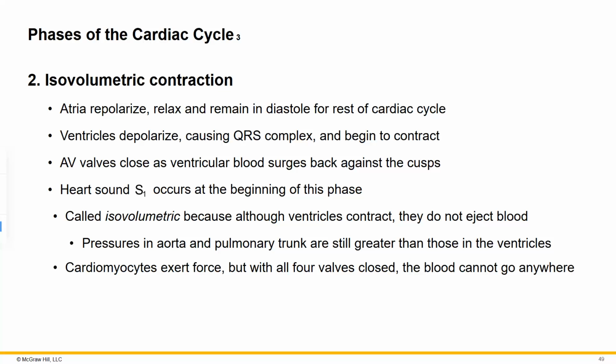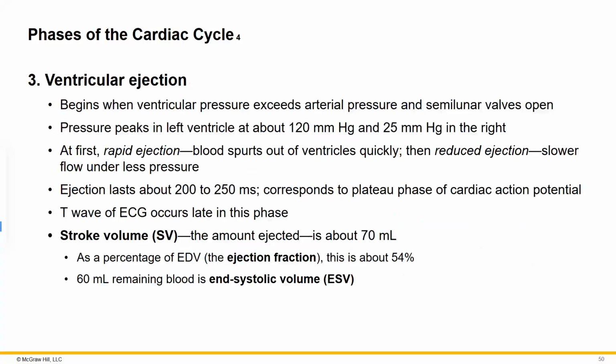So our heart sounds that we hear, the lub dub, lub dub, that first sound is the closing of the AV valves. That's called isovolumetric because although the ventricles are contracting, they're not ejecting blood yet. So it's the same volume, isovolumetric. Cardiomyocytes exert force, but with all 4 valves closed, the blood can't go anywhere. Finally, pressure exceeds arterial pressure and the semilunar valves open. Pressure peaks in the left ventricle at about 120 millimeters mercury and 25 millimeters mercury in the right.